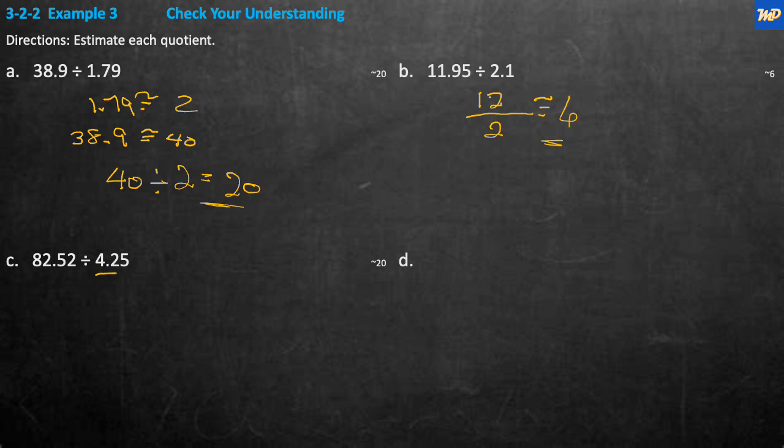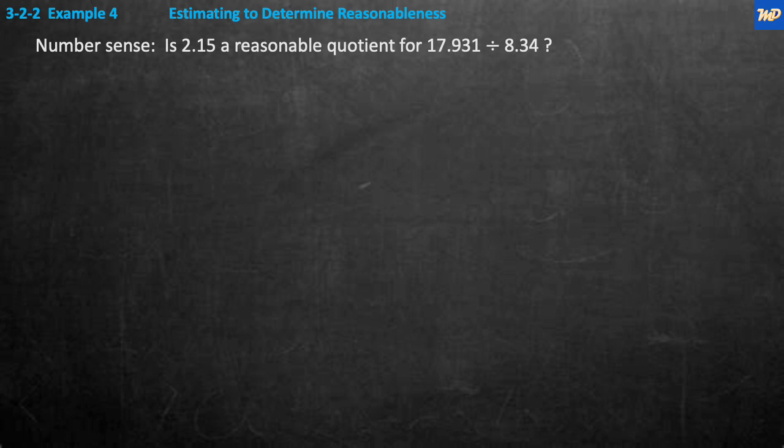Round the divisor first to a number, and then round the dividend to a number that's compatible with the divisor. Well, we can round 425 to 4, and then 8250, if we round it to 80, 4 goes into 80 conveniently 20 times. 20 is our answer. It's approximately equal to 20.